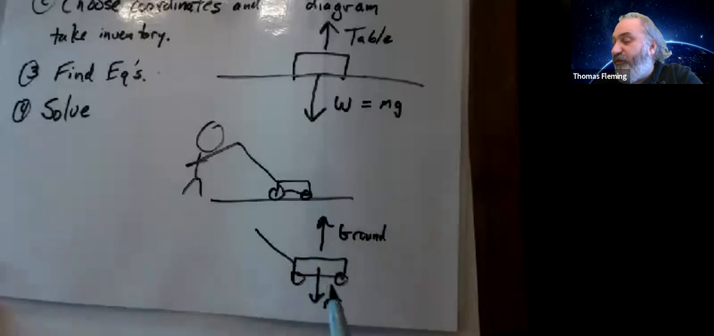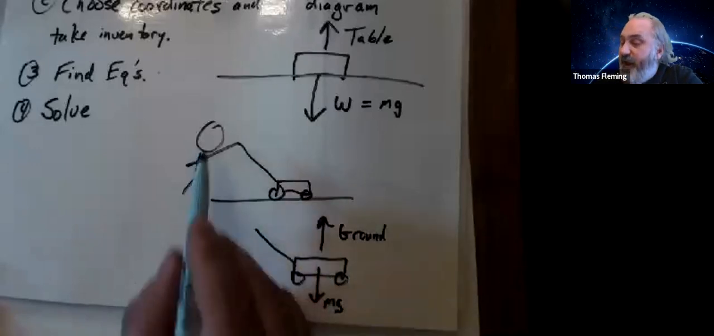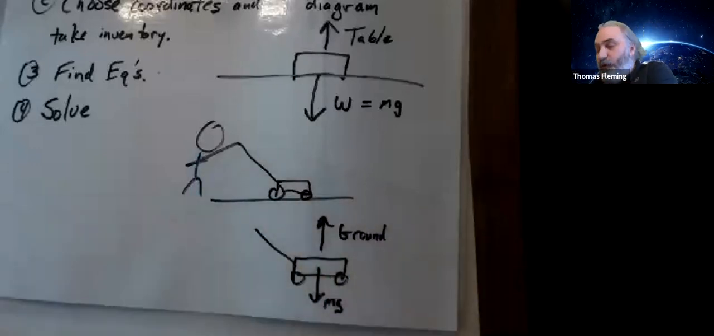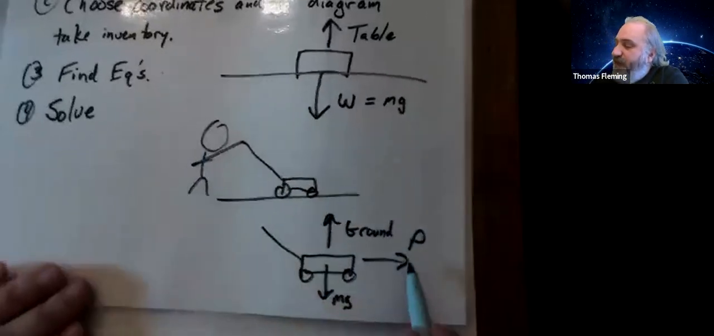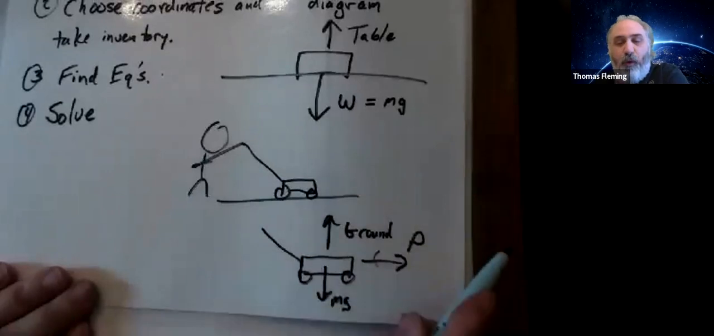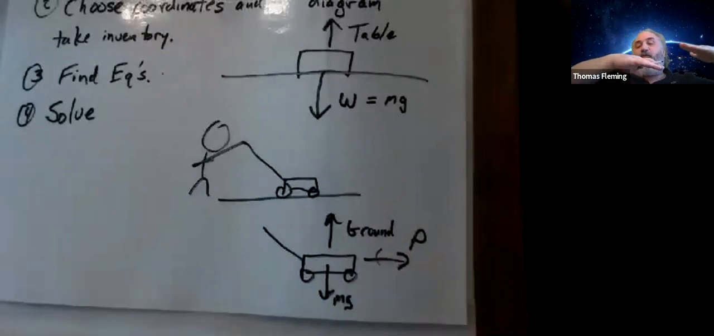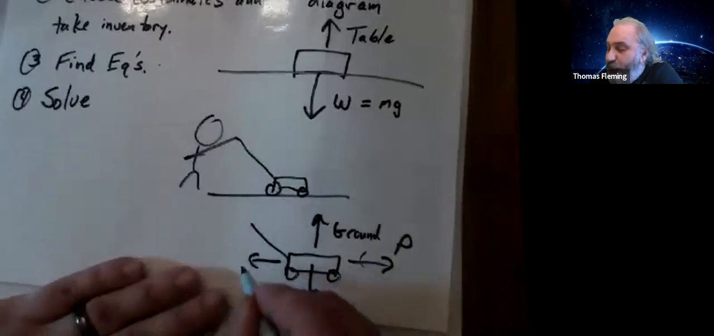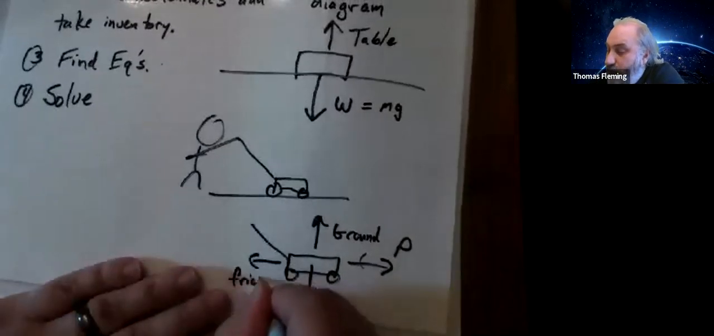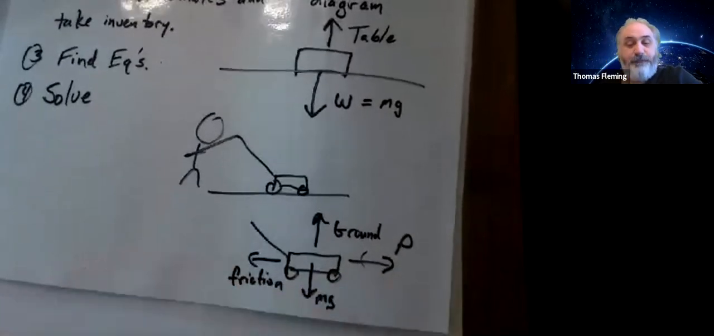Now, what else is touching it? The dude. The dude is touching it, and he's probably pushing the lawnmower forward. So maybe I'll call this P for push. That's the force of the guy pushing it forward, right? Oh, but the lawnmower is maybe dragging across the ground. Maybe there's a frictional force that tries to slow it down. So maybe that force is the friction.